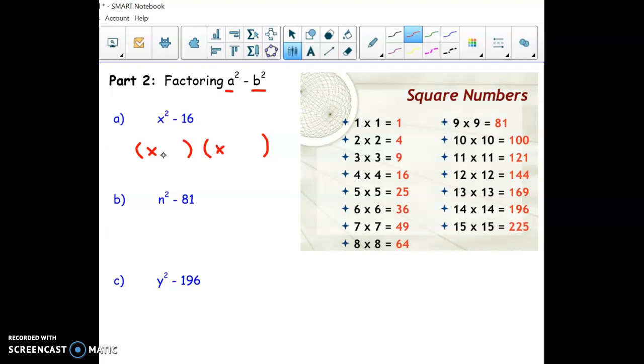And then to make -16, we need +4 and -4. Okay, and you can get those numbers by looking at this little chart here. All right, sort of do the square root of 16 and that gets you those.